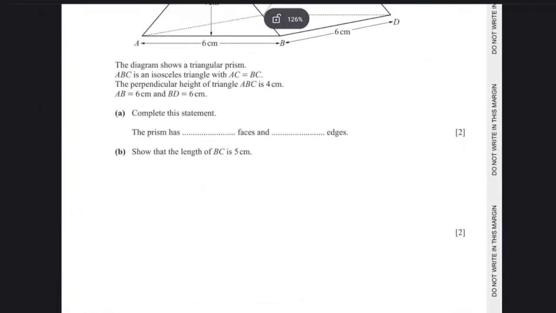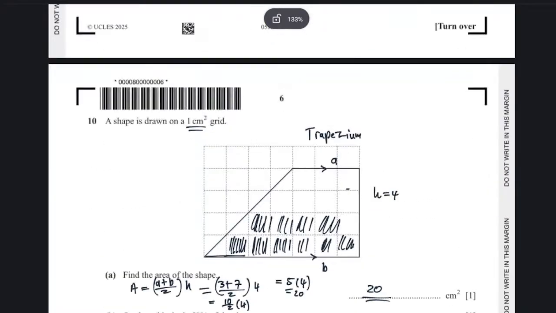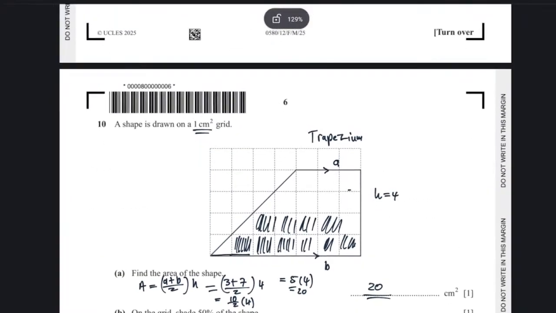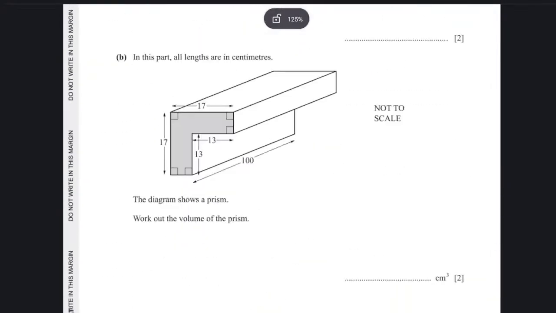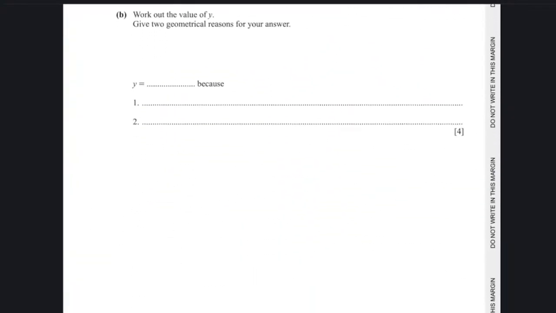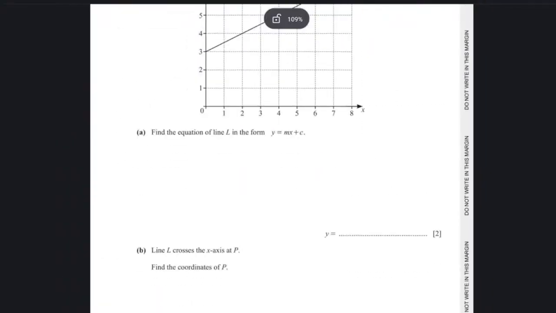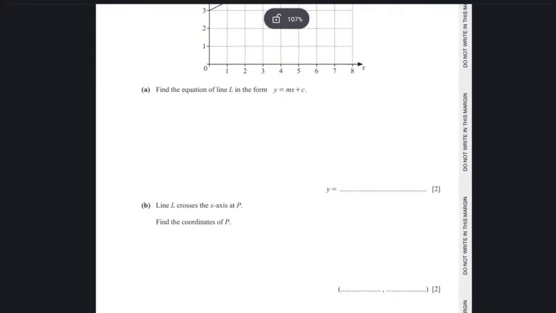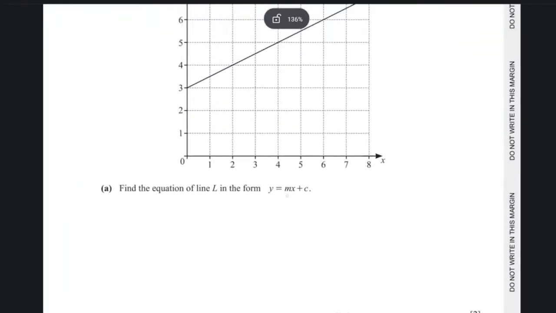Here. No, not this one. For the nets. Where is it? Do you know this one? How do you find the equation? How do you find M?